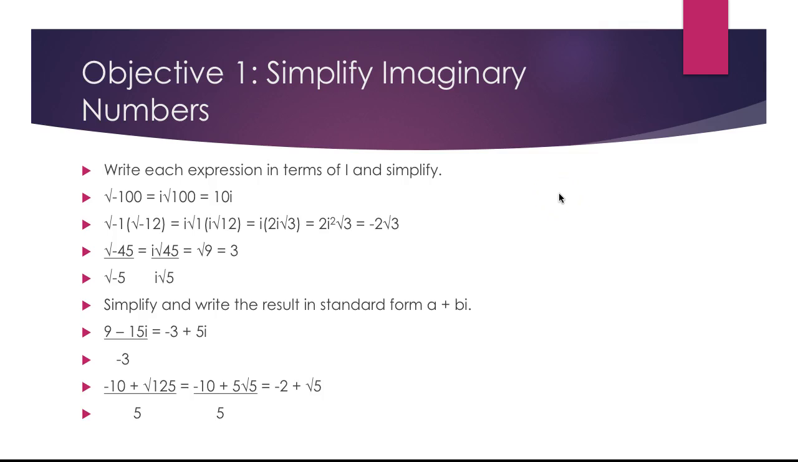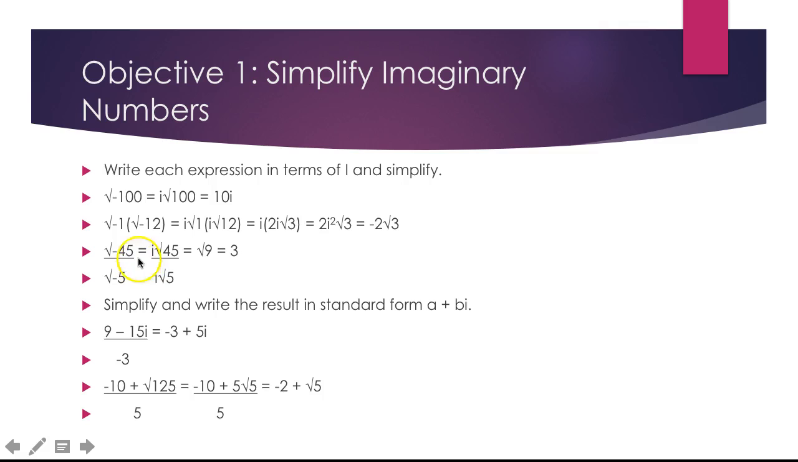So the square root of negative 100 is going to equal i times the square root of 100, which turns out to be 10i. Here where you have the negative square root of 1 and the negative square root of 12, pull the i out of each of the square roots. And then you get i, and then simplify the square root of 12, which gives you 2i square root of 3. And then you multiply your i's, which is i squared. And remember, i squared equals negative 1, and that's how you get negative 2 square root of 3.